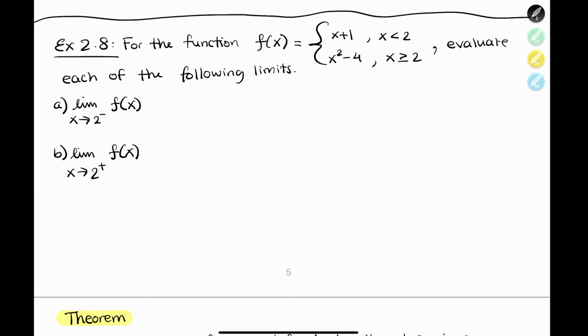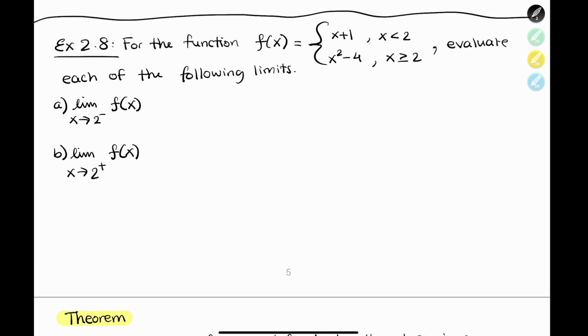So now let's look at example 2.8, and it says for the function f of x, which is equal to x plus 1 if x is less than 2, and is equal to x squared minus 4 if x is greater than or equal to 2, evaluate each of the following limits. First it wants us to find the limit of f of x as x approaches 2 from the left-hand side, and the limit of f of x as x approaches 2 from the right-hand side. So let's go ahead and do that.